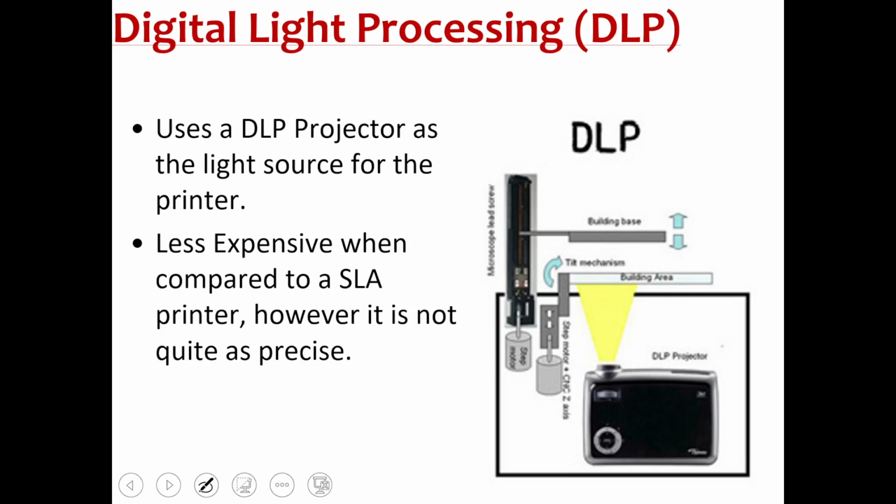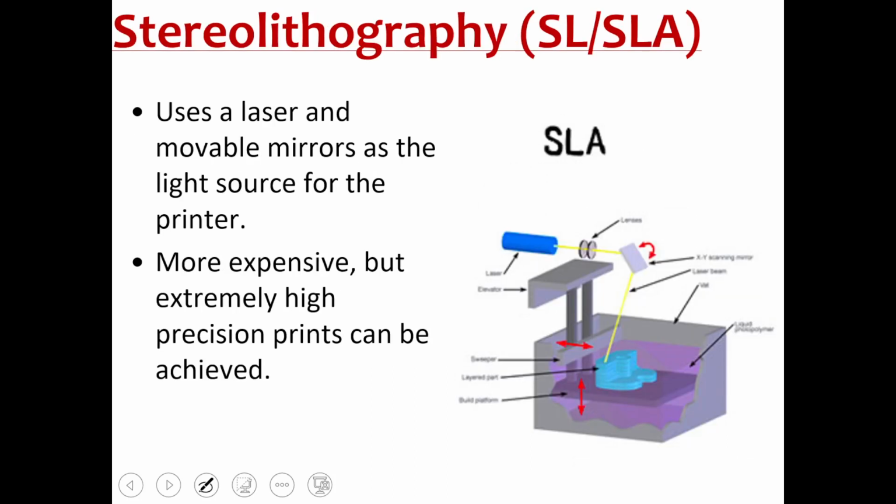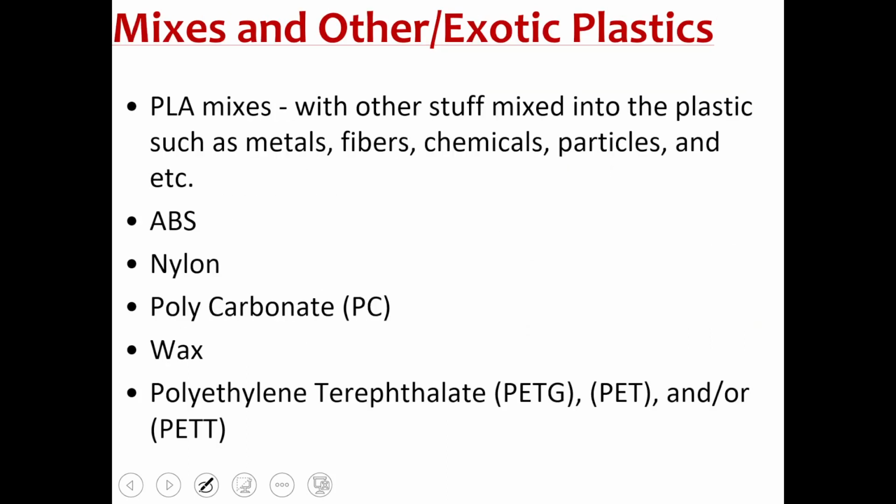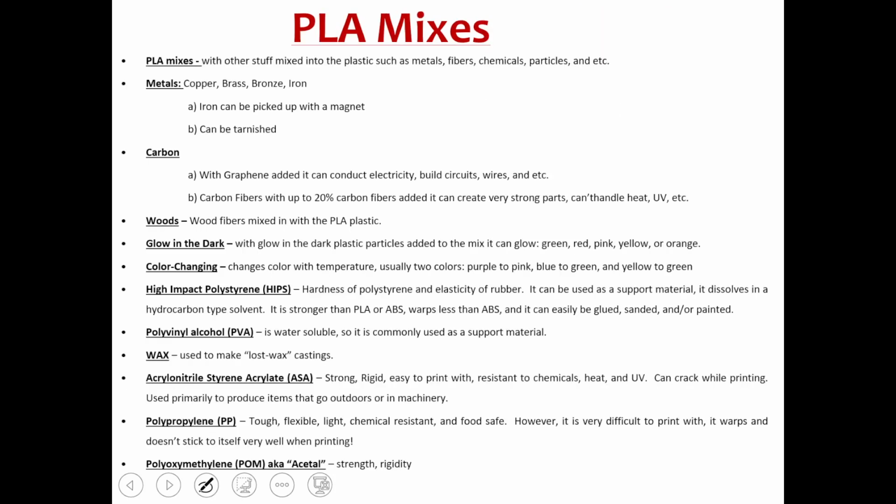This is DLP, digital light printing. This is stereolithography. They use a laser and movable mirror as the light source for the printing, so the light source will melt the material for printing. If you want to print selective patterns, they use selective laser printing. Mix PLA, ABS, nylon. These are all the techniques.